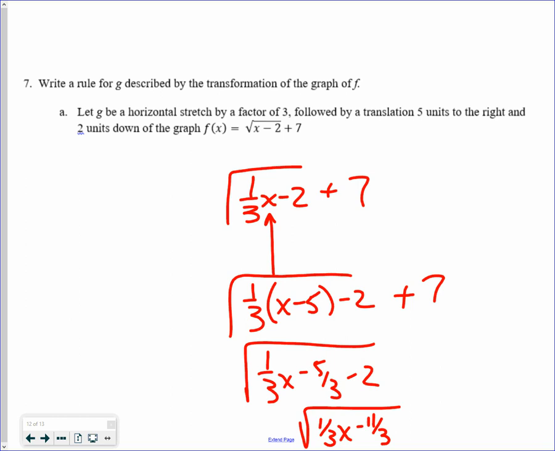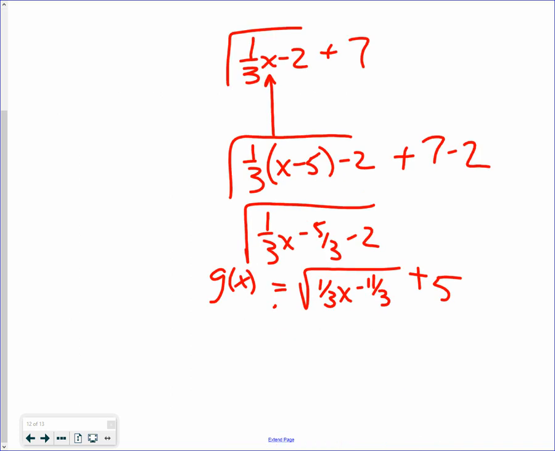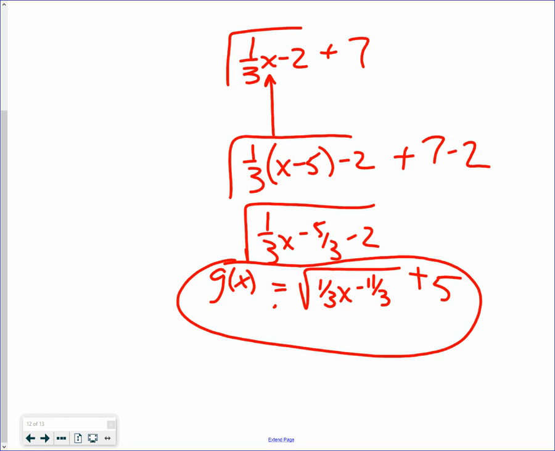And then I want 2 units down, so I'm going to subtract 2. And so the g of x function, in which you go horizontal stretch of 3, 5 units to the right and 2 units down.